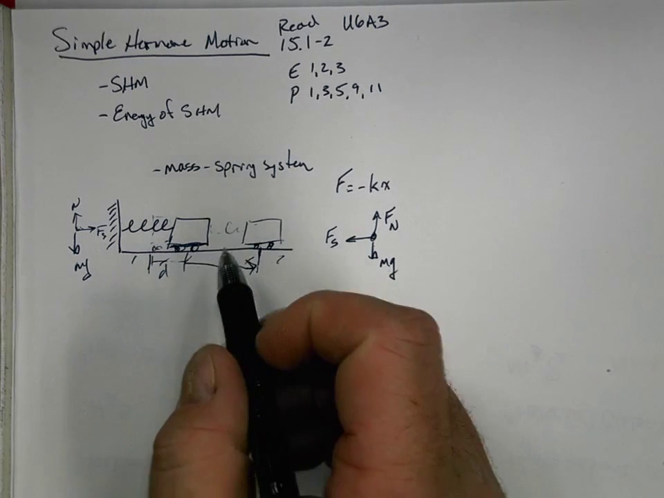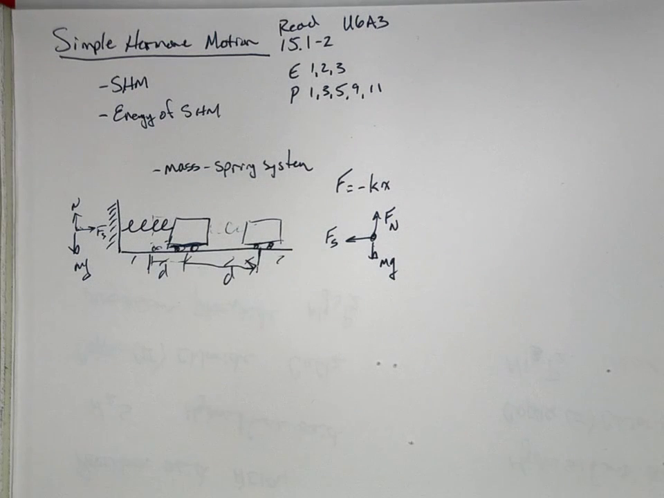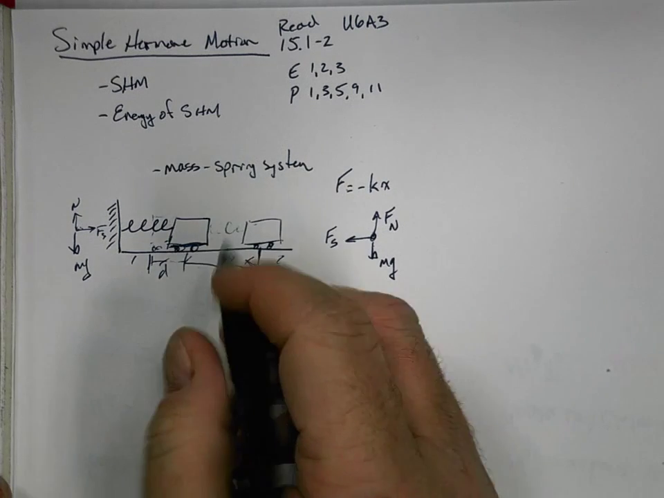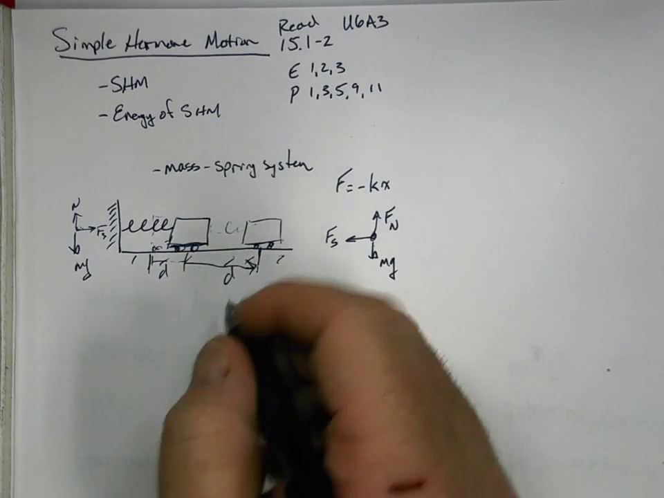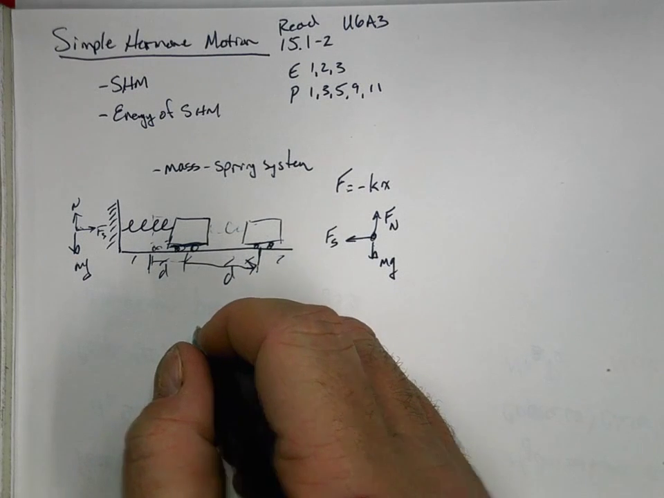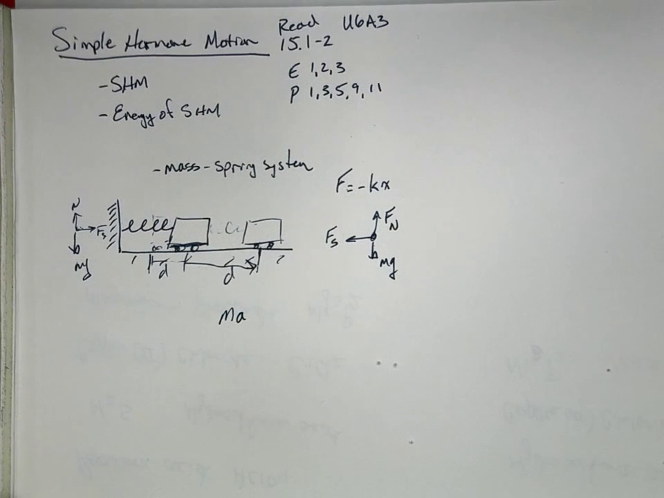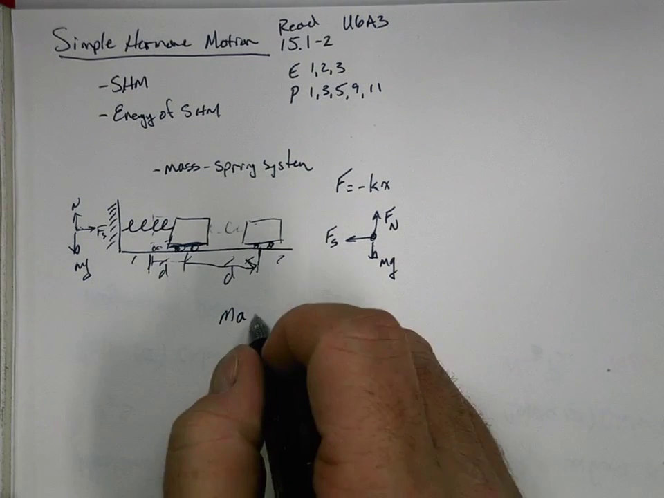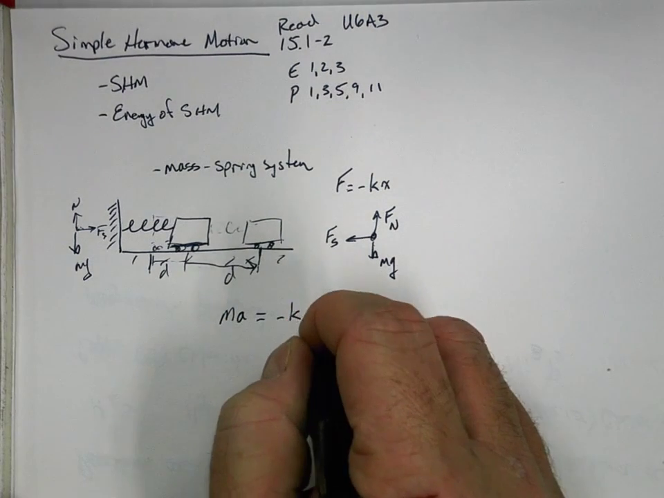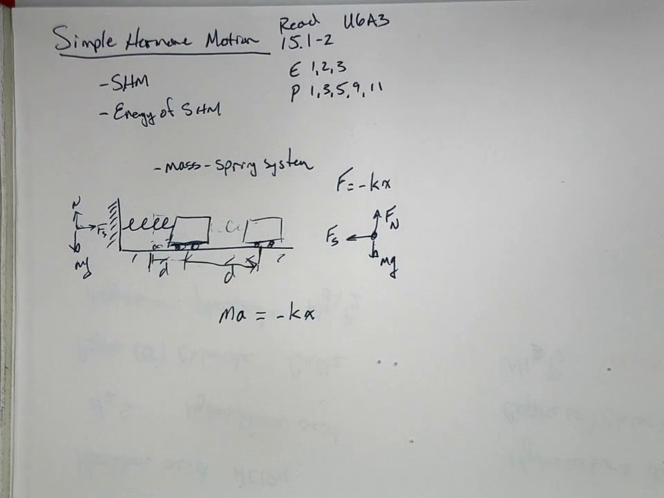So at any particular time, if we are not at the uncompressed or unstretched position, if we have some sort of tension in the spring, then the only force acting on this cart is the spring. So the sum of the forces, which we know is equal to mass times acceleration, is going to equal negative kx. Good so far? Okay, we can explore this a little bit.